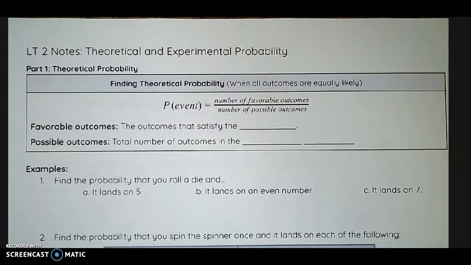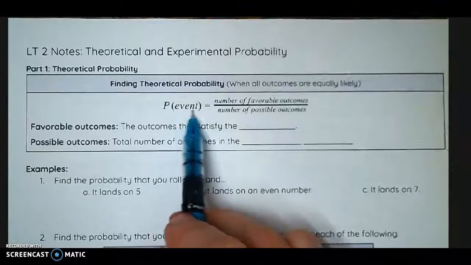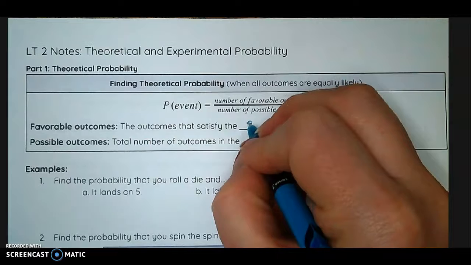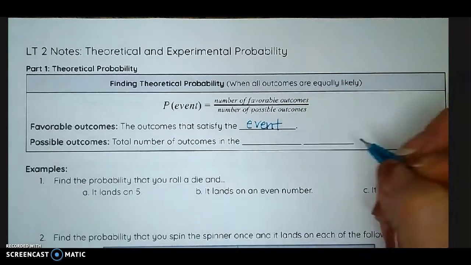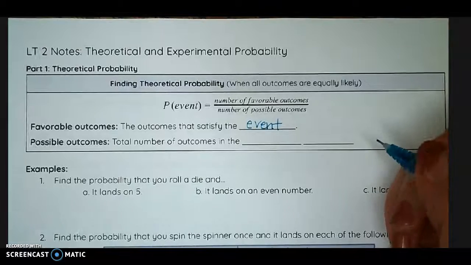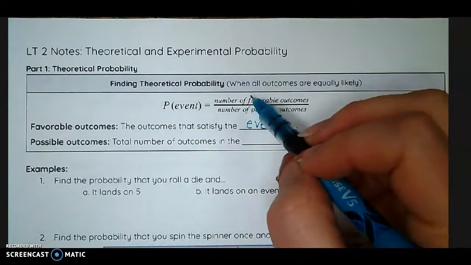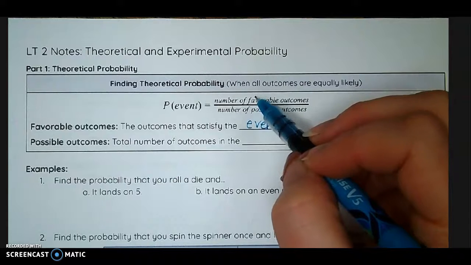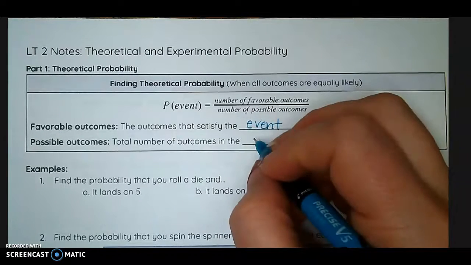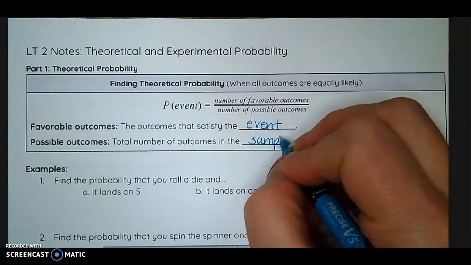So the probability that a certain thing occurs, so that certain thing is called the event. And so the favorable outcomes are the outcomes that satisfy that event. So say I was rolling the dice and I really needed a 6. What is the probability that a 6 will occur? Well, there would be one of each time on the dice, there's 1 six. The number of possible outcomes is the number of outcomes in the sample space.